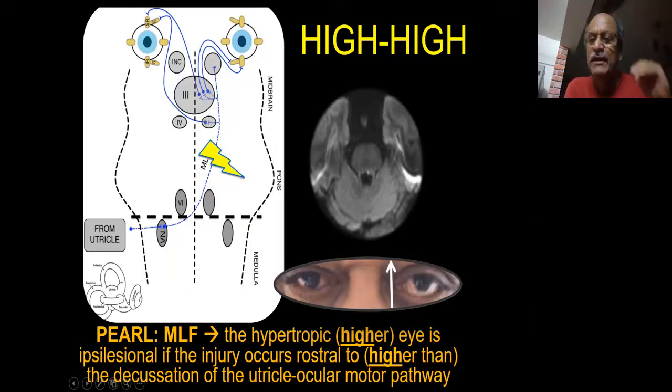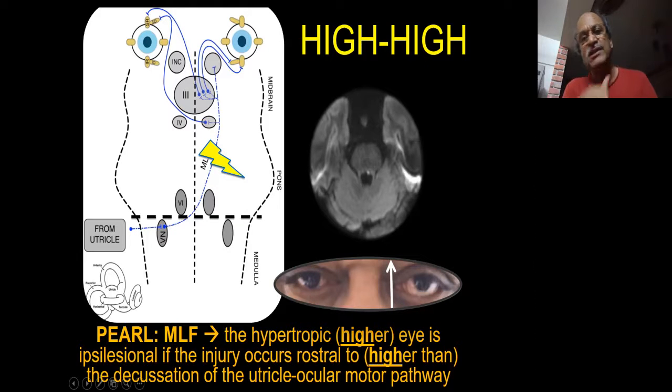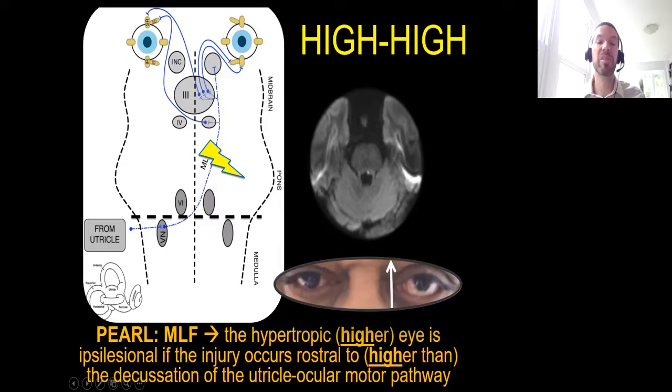So if you find the right eye ipsipulsion along with the right eye being low, and maybe a Horner's on the right side, then probably it's a right lateral medullary stroke. Absolutely. Then if you find the left eye, which is the higher eye, also has an INO on the left side, that suggests the lesion is probably just above the pons. Absolutely, it has to be there.